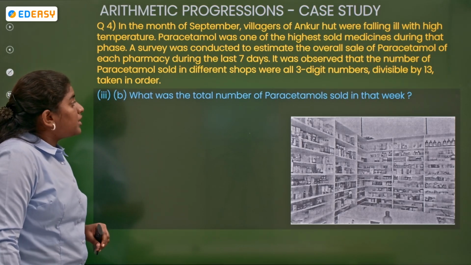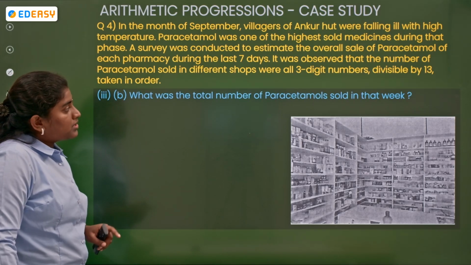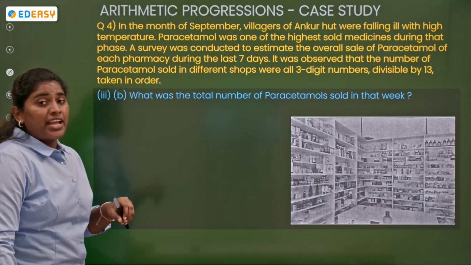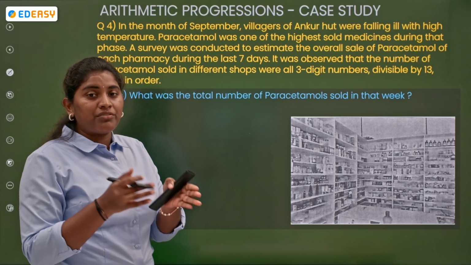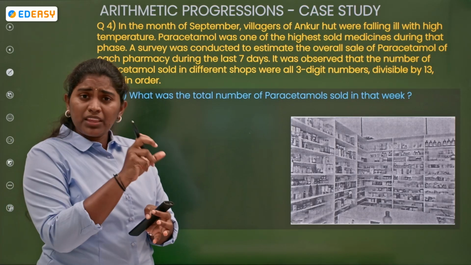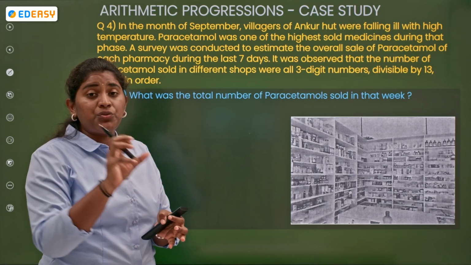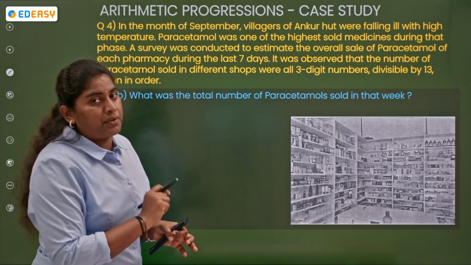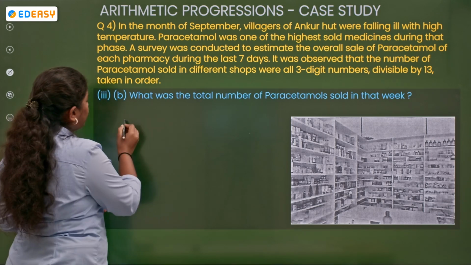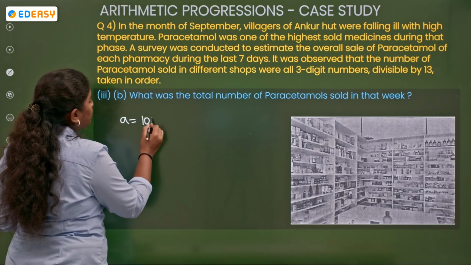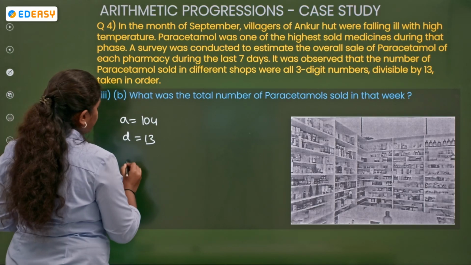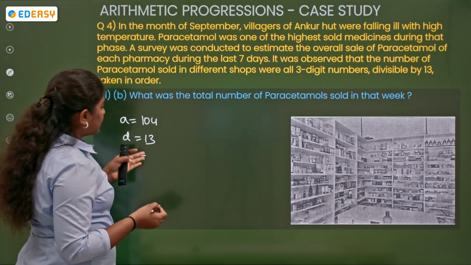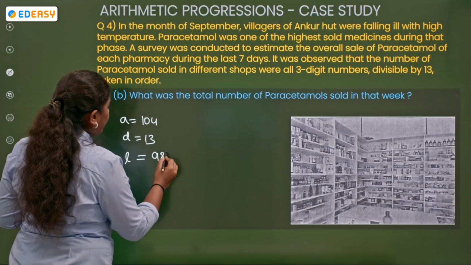What was the total number of paracetamols sold in that week? It means you need to count the complete number. Whatever shops you have, all of them you need to count. It means you need to find the sum of the AP. Now the sum of the AP will be given by A is 104 and D is 13. And the last term, what is the last term? The last term we have is 988.